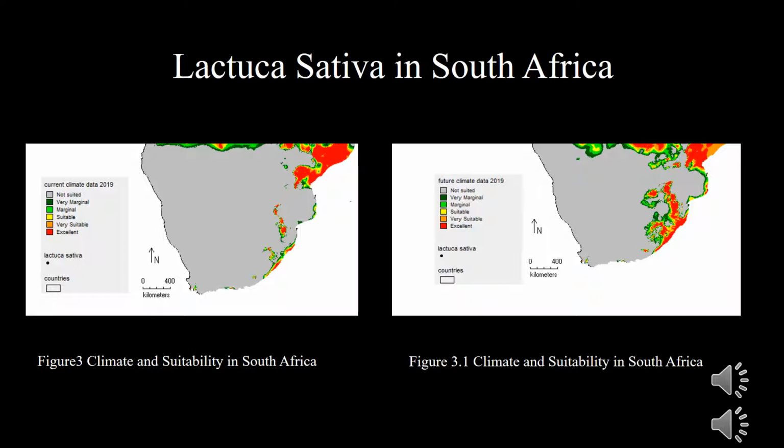What we can also tell from this is that South Africa's climate will be cooling because lettuce grows in cool temperatures and soil with high pH. Therefore, there will be a change in soil and a change in temperature due to climate change, and that is evident because of the large increase in the suitability of South African soil for the growth of lettuce. This is evident in Figure 3.1 because currently our climate suitability is Figure 3.